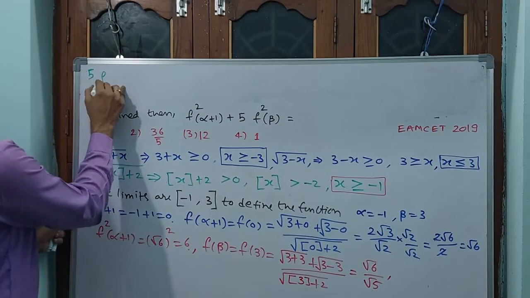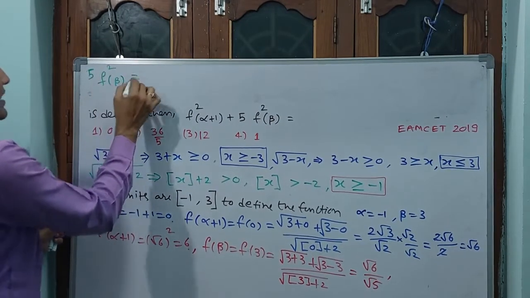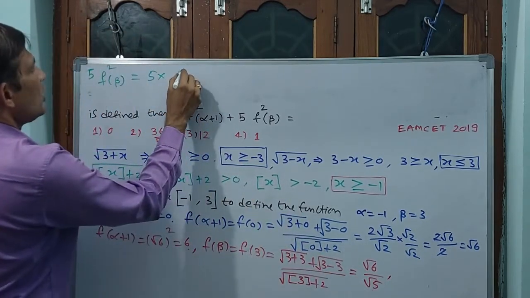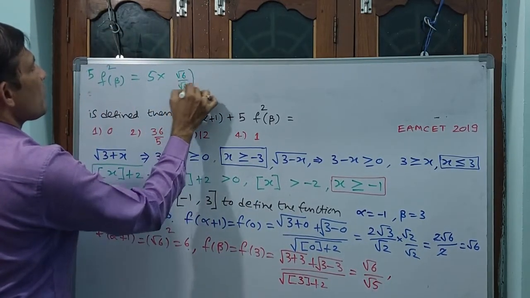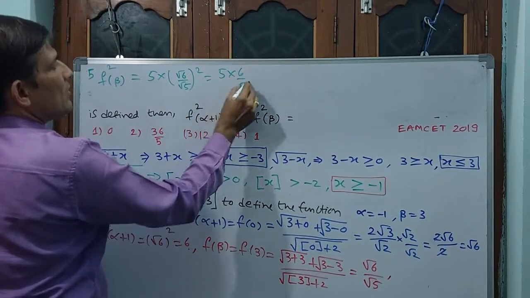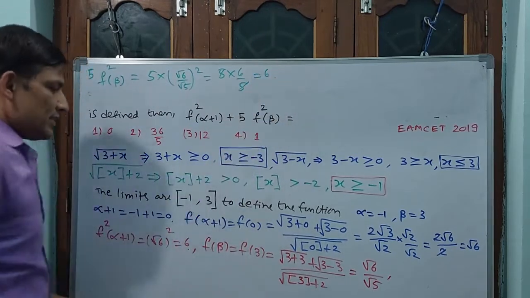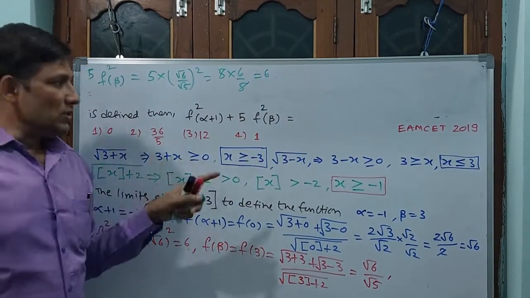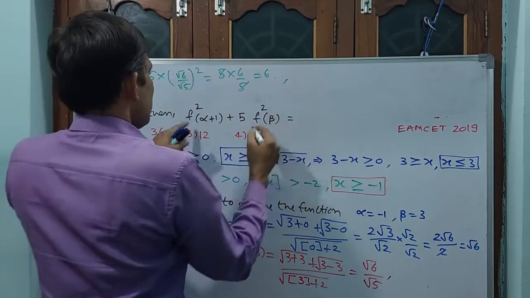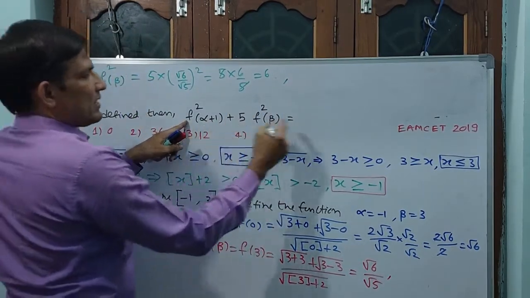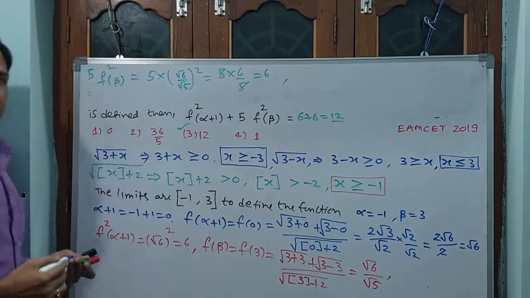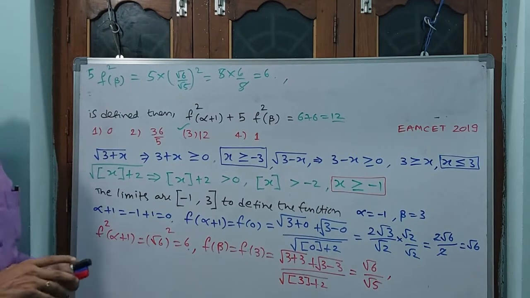5 times of f of beta whole square is equal to 5 into f of beta square. That means root 6 by root 5 whole square, that is equal to 5 into 6 by 5. 5 going to get cancelled, that means 6. See, both values have got 6 only. That means if you add both 6s, 12 it is going to become. That means final, 6 plus 6 is equal to 12. See, 12, third answer. Take this, we will go for next question.